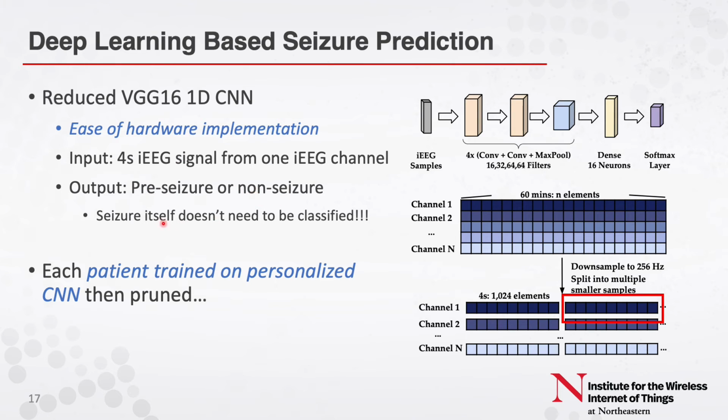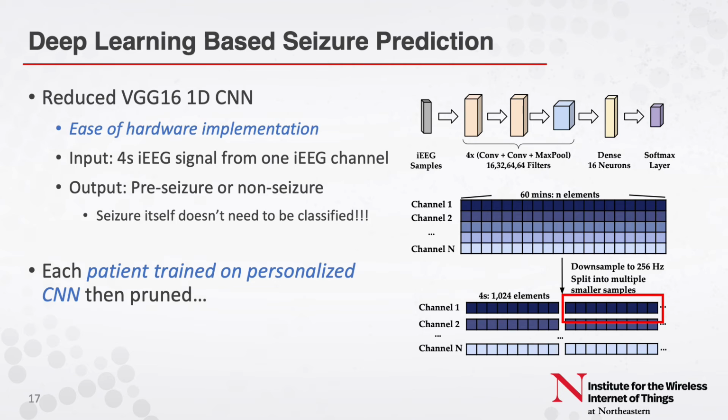We don't actually classify the seizure itself because seizure detection is a different field, and it actually can be done with very deterministic methods and does not require the complexity of deep learning. We're more focused with predicting seizures long before they happen.